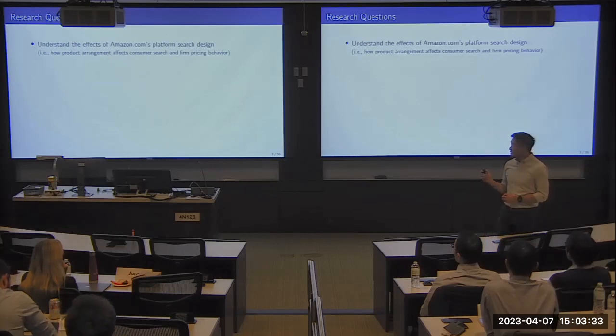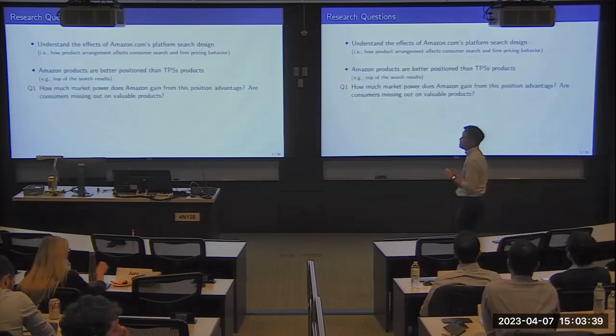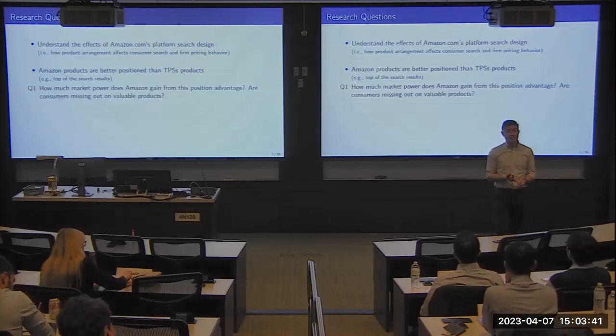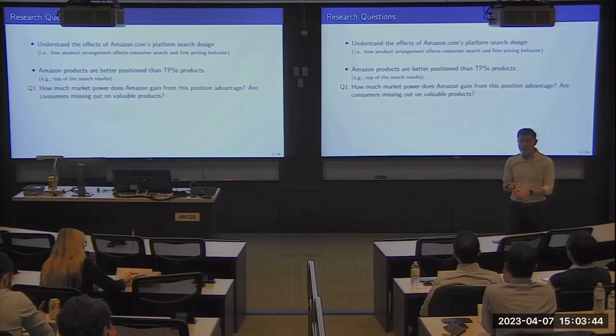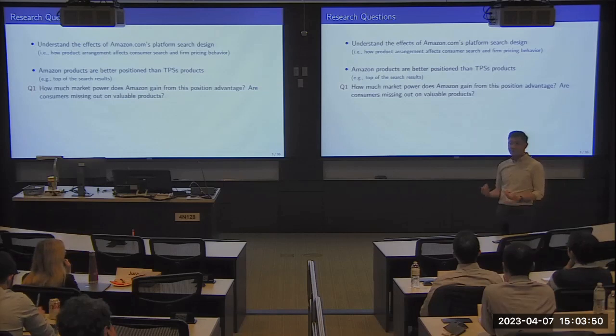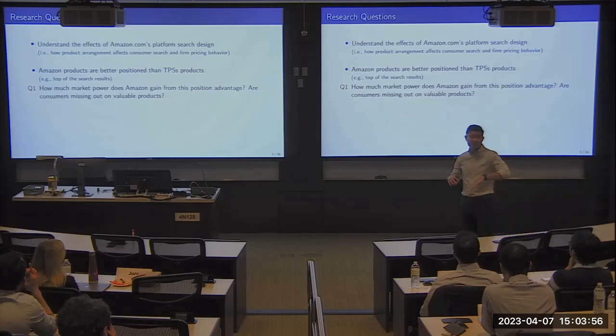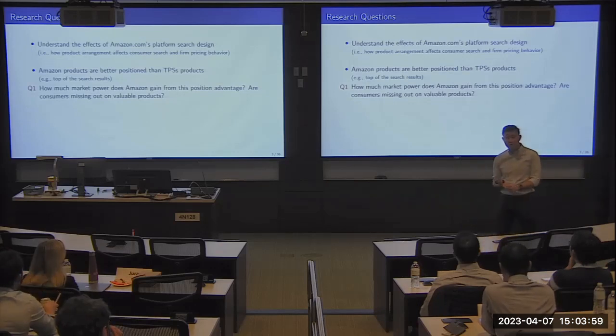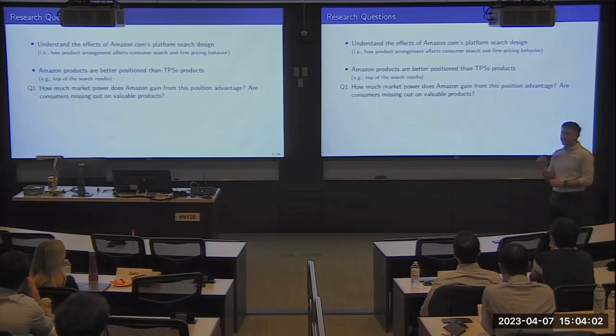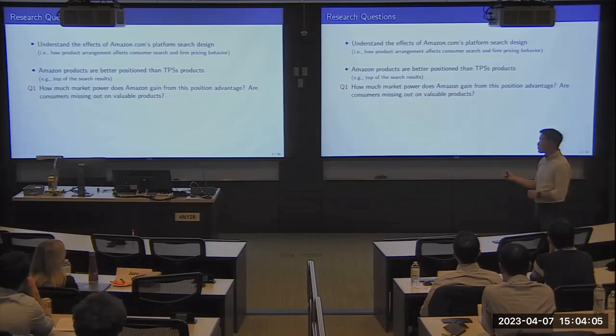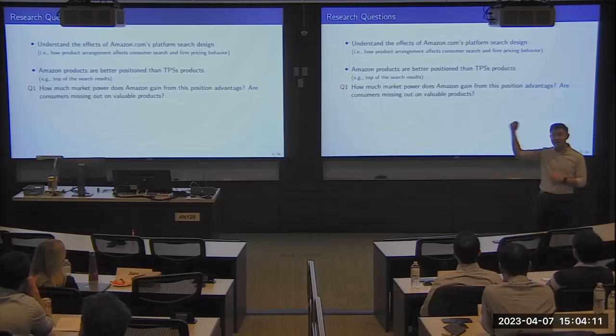influences market power. The research questions I'm going to answer fall into two broad groups. The first is motivated by something I see in the data. Amazon's products do tend to be better positioned than the products sold by these small businesses, these third-party sellers. Concretely, I'm thinking about the top of the search results versus the bottom of the search results. This raises some natural questions. How much market power does Amazon actually gain from this advantage? And for consumers, are they missing out on valuable products just because they're being sold by these small businesses? Are they out of reach at the bottom of the search results?